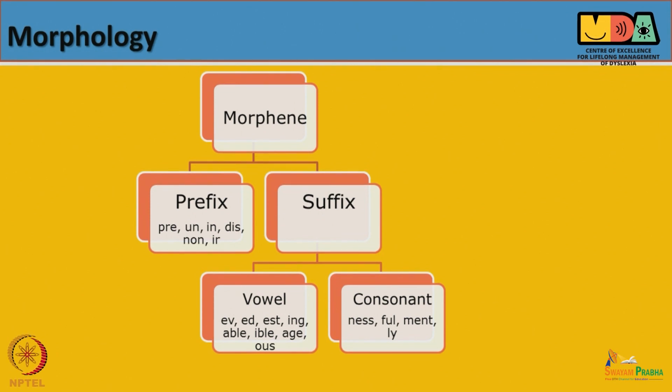Prefixes, let us see a few of them. Pre, which means before, un, like in the word undo, in, like in the word incapable, dis, like in the word dysfunction, and non, as in the word non-availability. All these are negative meanings. Ir is also a negative meaning.